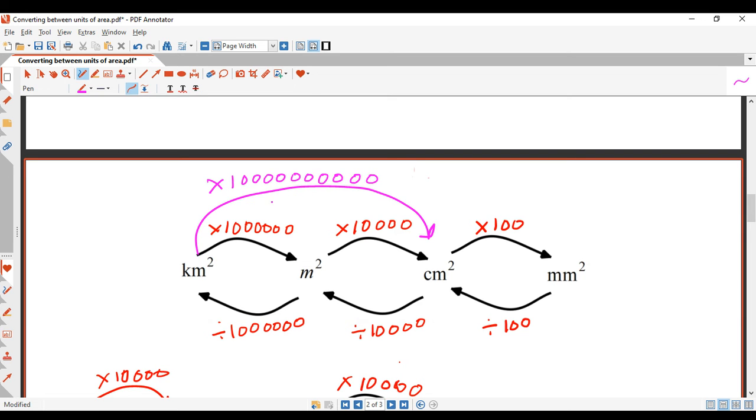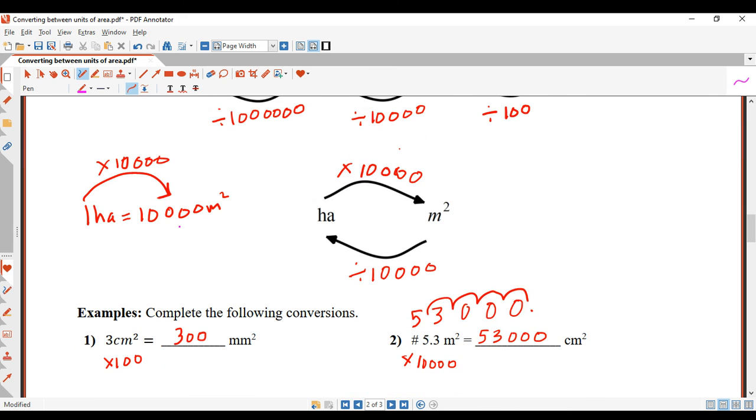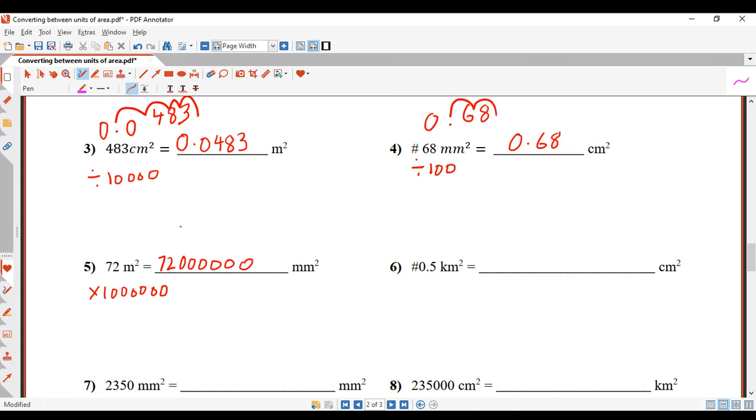Now, because I've got 10 zeros in there, we're going to move the decimal place 10 digits to the right. So kilometers squared to centimeters squared, we're going to move the decimal place 10 digits to the right. So if I've got my digits here, I'm starting the decimal point here, I'm going to go 1, 2, 3, 4, 5, 6, 7, 8, 9, 10. So in those spaces there, I'm going to be putting zeros.